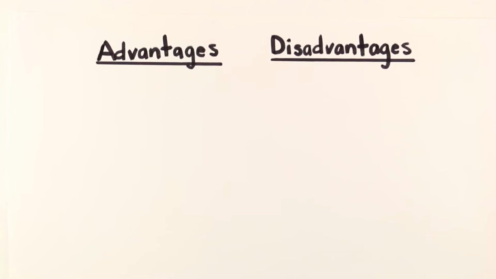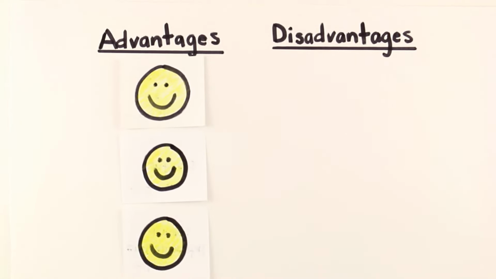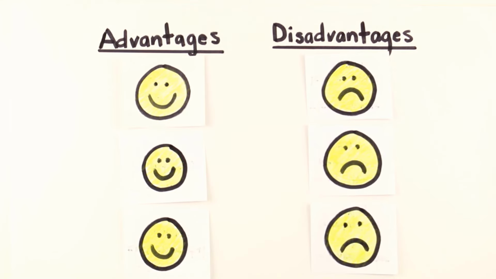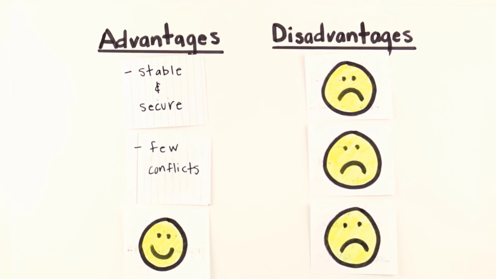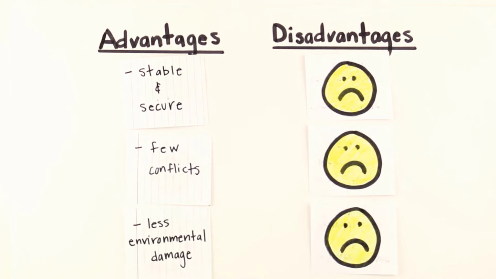Traditional economic systems have advantages and disadvantages. An advantage is that life is stable and secure because members of the community know their roles and no one has to make difficult economic decisions. As a result, few conflicts arise. Additionally, their farming practices are usually less destructive to the environment.